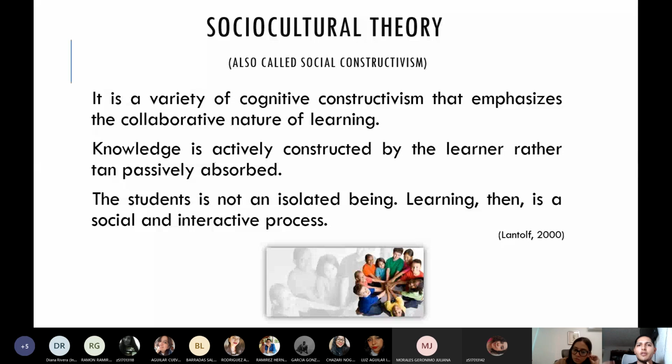Now we have the sociocultural theory that was furthered by Vygotsky first and then Bruner. It's a variation of cognitive constructivism by Piaget, but it highlights the collaborative nature of learning, and also states that knowledge is actively constructed by the learner rather than, sorry for this spelling mistake, passively absorbed. And the student is not isolated at all. This is something that really makes sense, because we are working with human beings, and language is evolving at all times, developing while we are using it and while we are interacting.